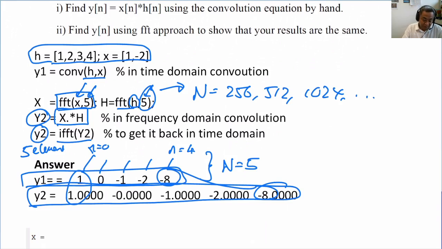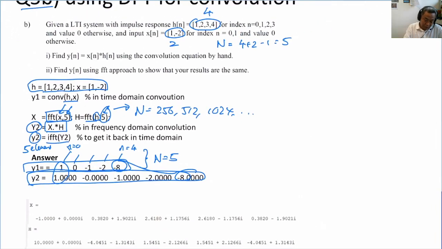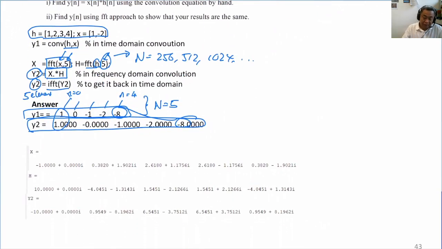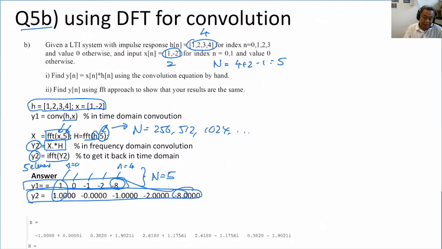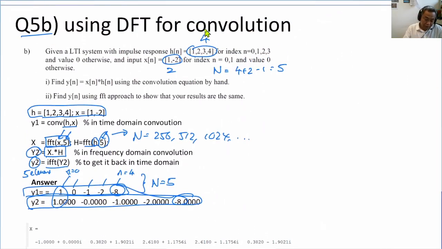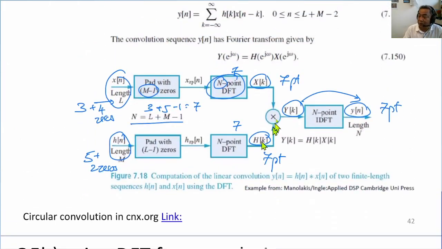So that's the reason. So let's come back to this question again. This question basically is showing us how to realize DFT for convolution, and that little code is actually doing this.